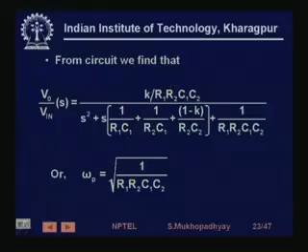We say that if the low frequency gain falls by a quantity called 3 dB, or when the low frequency gain becomes 1 by root 2, then we call that the 3 dB bandwidth. That's a term which roughly signifies that up to what frequency the gain will be more or less high. So that is given by, in this case, 1 by R1 R2 C1 C2.